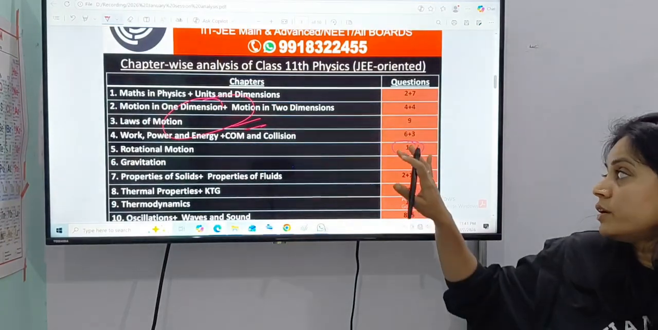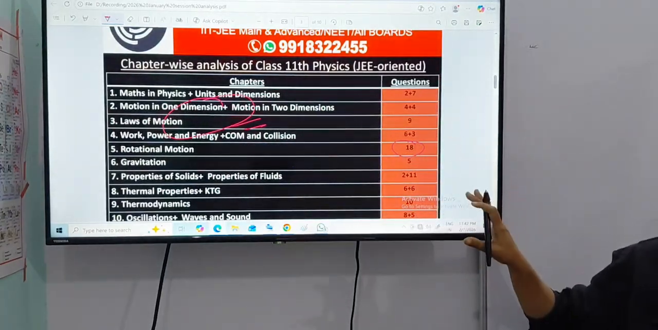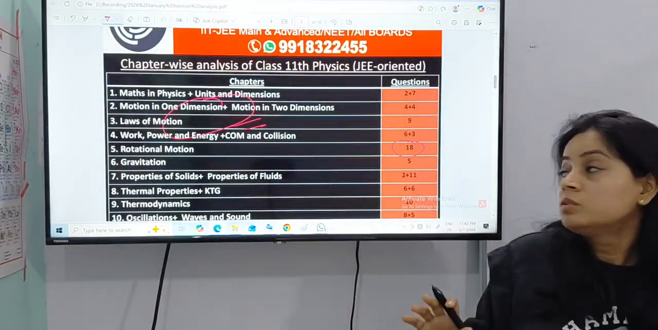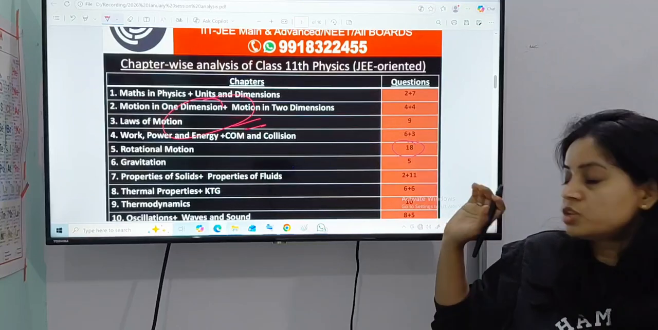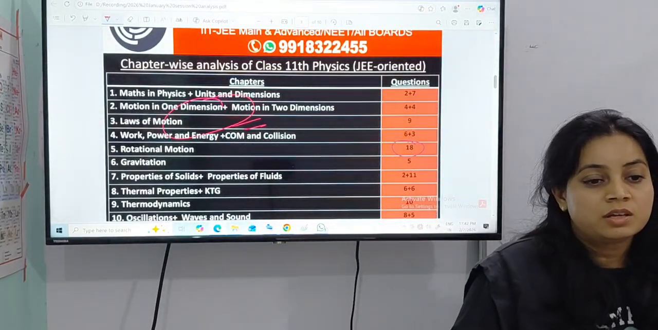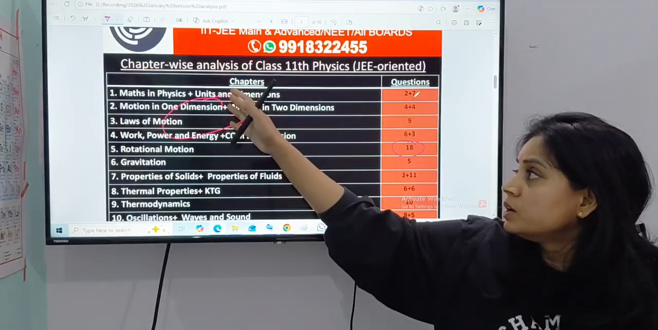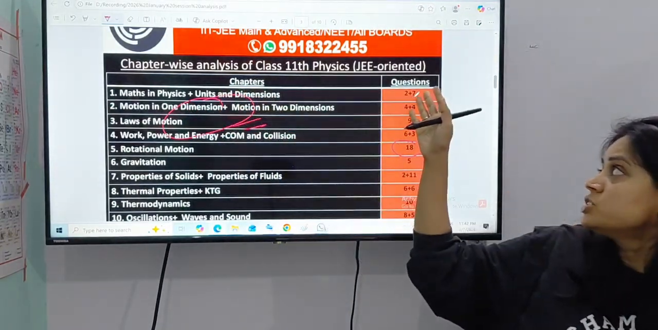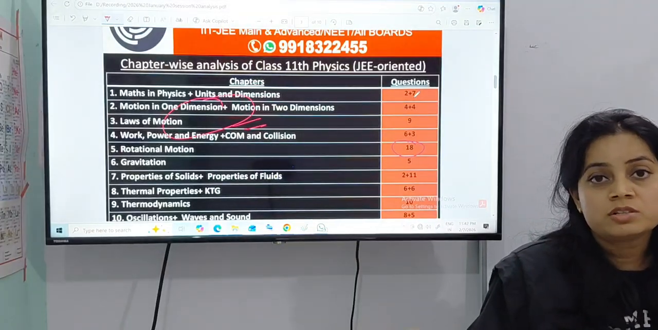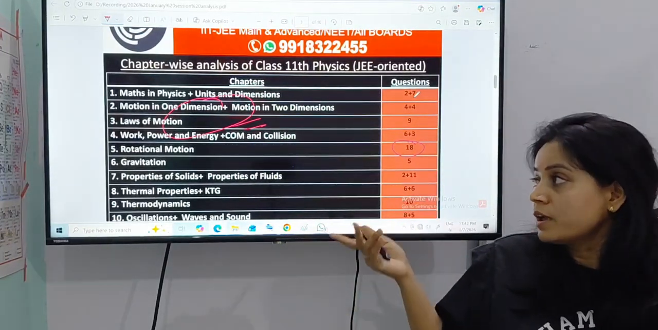but rotational motion is still the most important. 18 marks are from here. So what I have written here is all from 10 papers. So in 10 papers they have asked 18 questions from this, and in the rest of the cases you can see very few questions. 2 questions, if you see, have come here, and in units and dimensions you have only 7 questions in 10 papers. That means in some papers there may not even be a question from it.